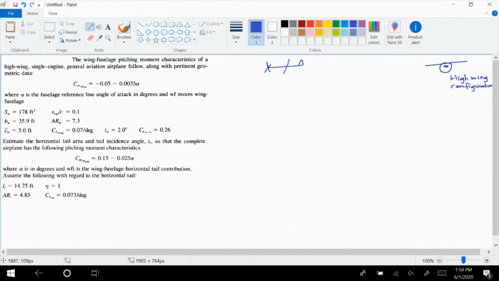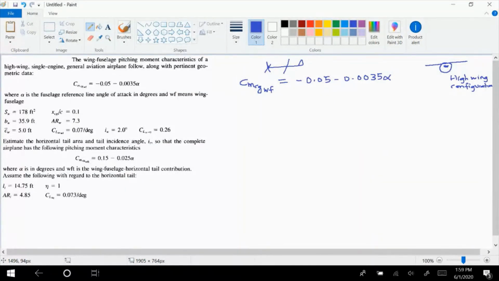And general aviation airplane, follow along with pertinent geometric data. Okay, so we are given the equation for the moment coefficient about the center of gravity. So C_M,CG,WF is equal to minus 0.05 minus 0.0035 alpha. So WF means wing and fuselage.